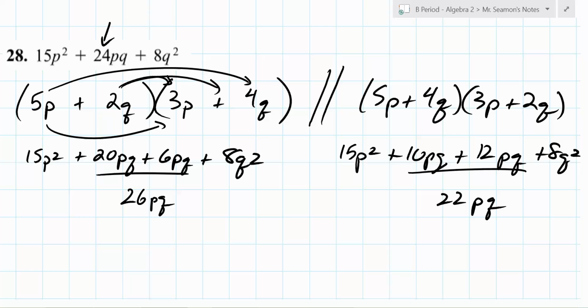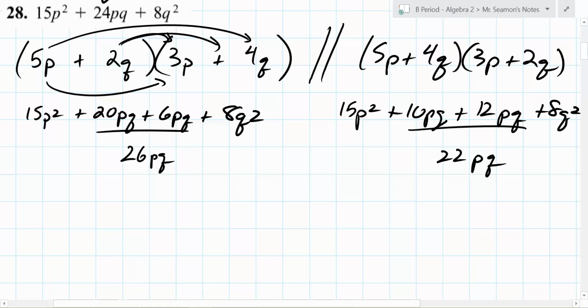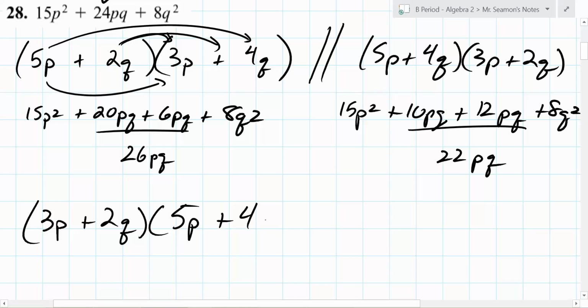This is where the hardest part of factoring comes in. Have you tested every possible ordering? You don't need to test negatives; that's not going to do anything for it. But are there any other orderings we can test? Let's flip 5 and 3. You can switch the 5p and the 3p. So instead, how about 3p plus 2q and 5p plus 4q?